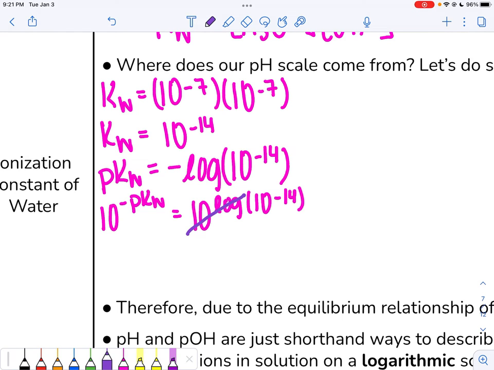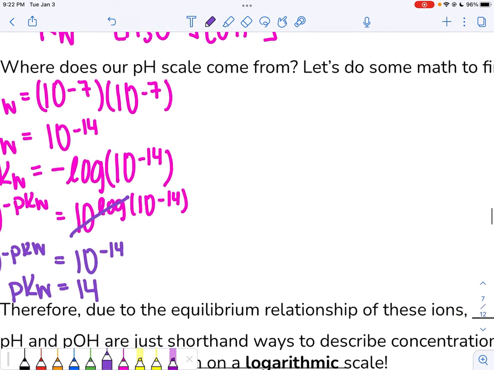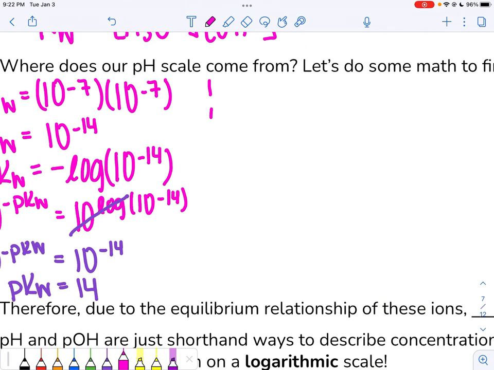If you don't know properties of logs, or if you don't remember them from when you learned them a little while ago, don't worry about it. Just take my word for it right now. Come get help at another time if you want to talk through them. So when I do this, what this now shows is 10 to the negative pKw is equal to 10 to the negative 14th. Properties of exponents say if your base is the same, your exponents must be equal. So this means pKw is equal to a value of 14.